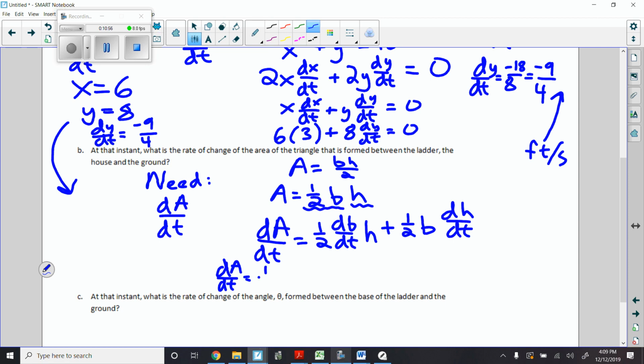So I'm going to have half dB dt was 3. H, oh my goodness. You see the problem I did here? Oh, good learning opportunity. I used half BH here when I should have been using half X and Y, because I wrote an equation. So let's go ahead and erase that.